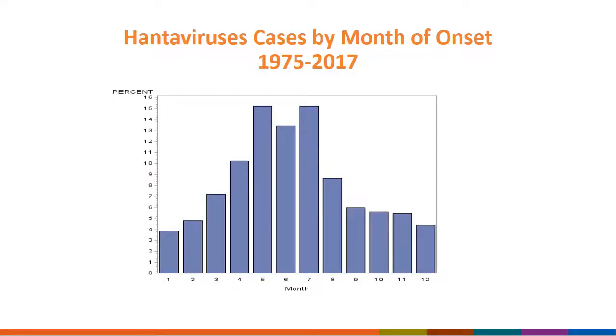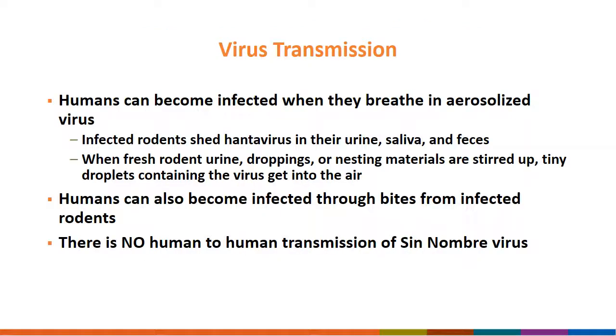This graph depicts reported hantavirus cases by month of symptom onset for the United States from 1975 to 2017. People can get infected with hantavirus by breathing in aerosolized virus. How does this happen? As we know, infected rodents shed hantavirus in their urine, saliva, and feces.